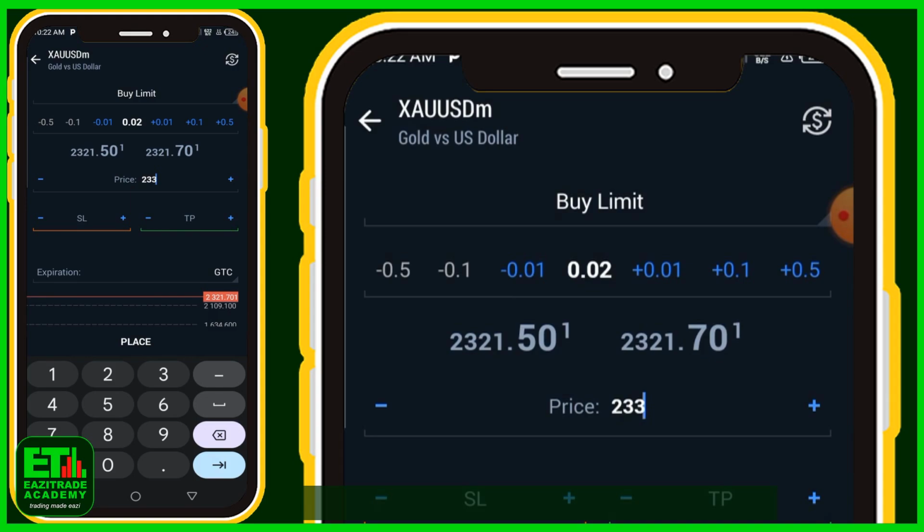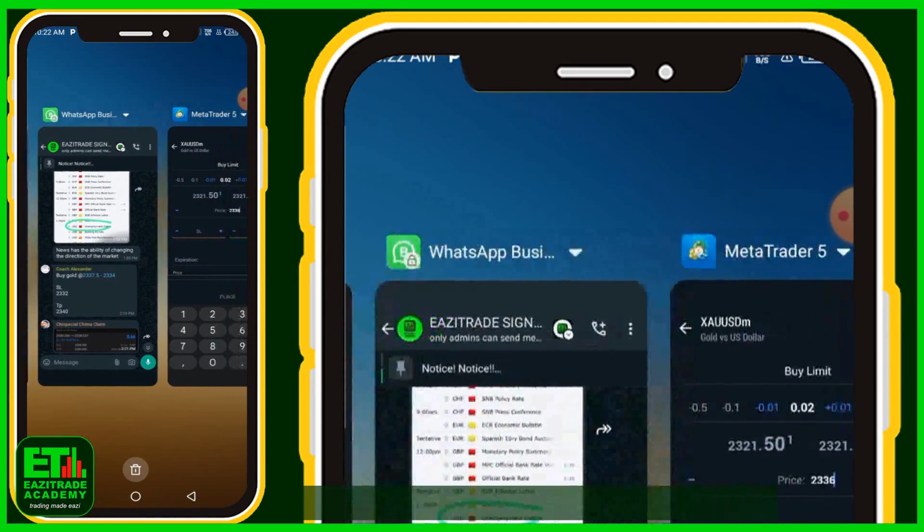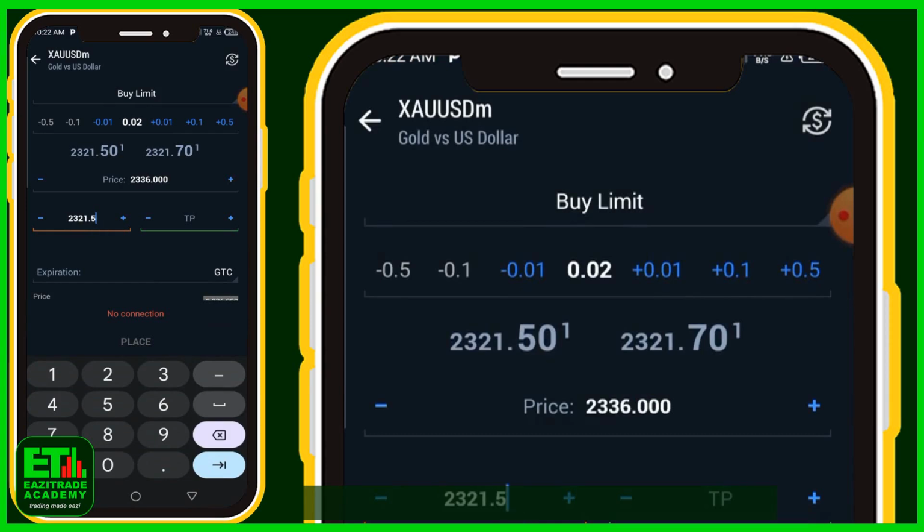Then let's say we are using 2336. The stop loss still stands. What is the stop loss? 2332. And the take profit is 2340. All right, so this is a good to go trade.